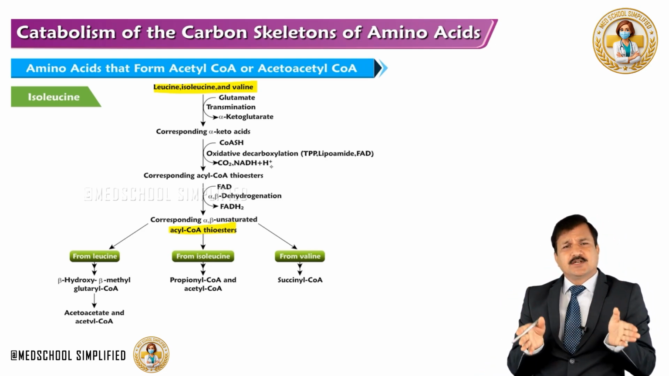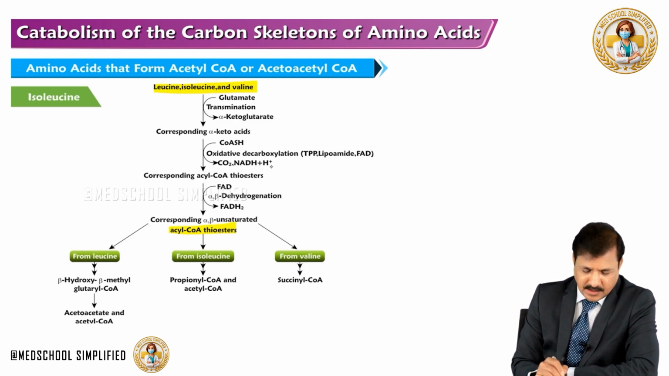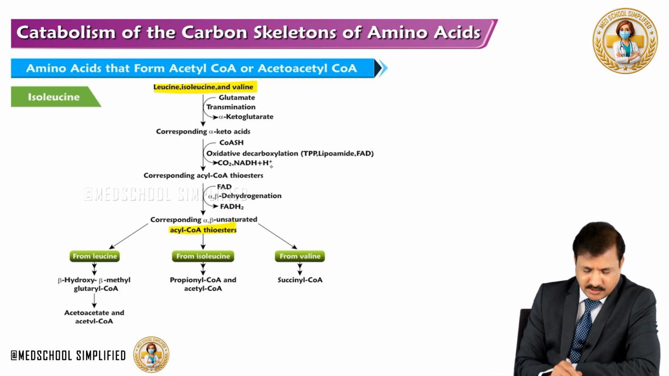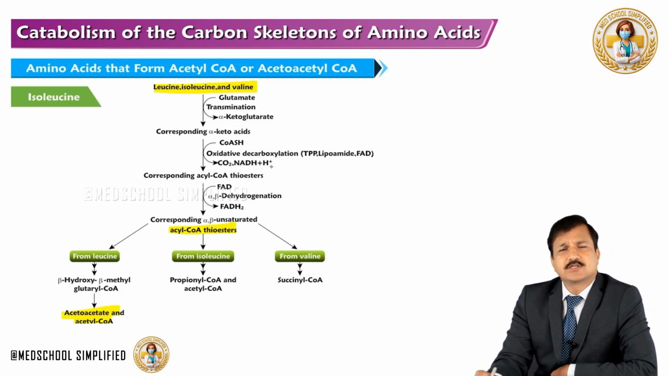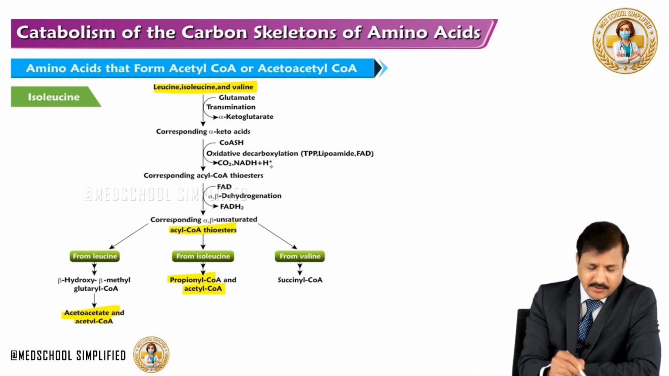Then the diversion goes. From leucine there will be formation of beta hydroxy, beta methyl glutaryl-CoA, which makes acetoacetate and acetyl-CoA, and that means leucine is only ketogenic because it makes acetoacetate and acetyl-CoA. Whereas isoleucine, as you see, makes propionyl-CoA and acetyl-CoA, and propionyl-CoA is glucogenic.